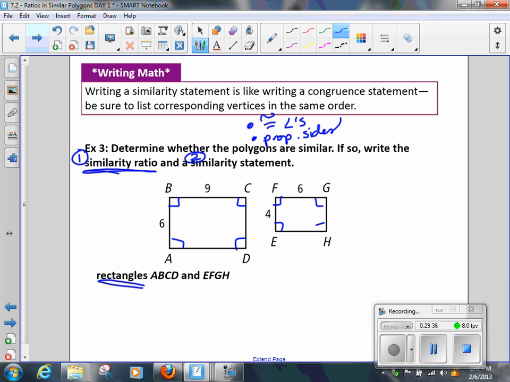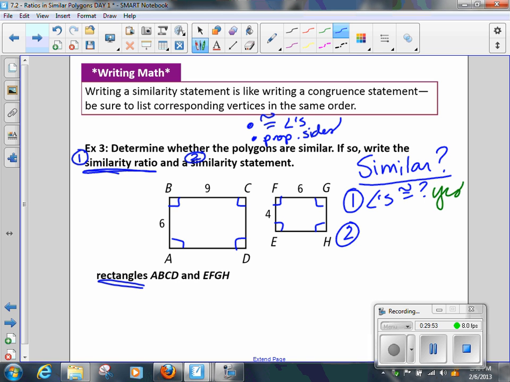Okay? So you need to ask yourself, first, we got to figure out, are they similar? Are my angles congruent? Yes or no? Yeah, they're all right angles. Second thing, are my sides what? Are my sides proportional? All right, what do we have to do? I got to figure out how we are going to do that.